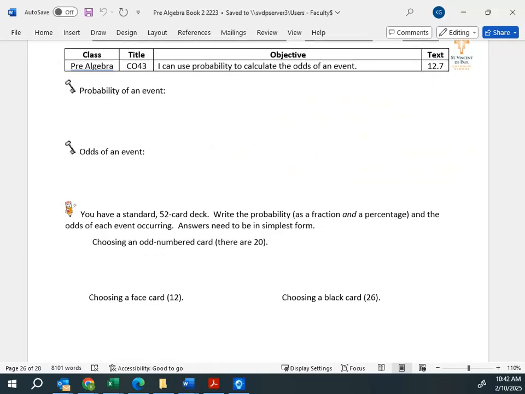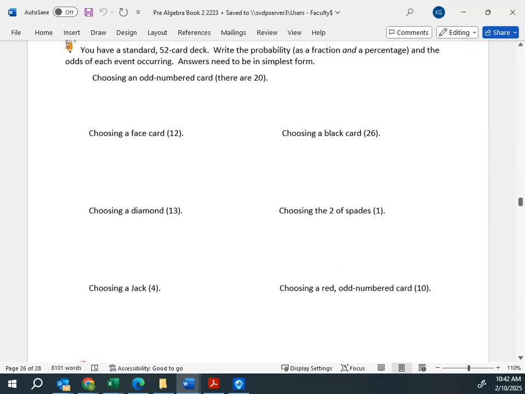All right, so let's look at a standard 52 card deck of cards. So it's a regular deck of cards. We've got those 52 cards. We've got the hearts and the diamonds and the spades and the clubs, from ace up to king in all 4 of those suits. We're going to write the probability as a fraction and a percentage, and the odds of each event occurring, and we're going to answer in simplest form. Let's see what that all means.